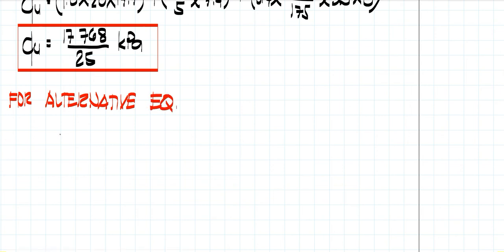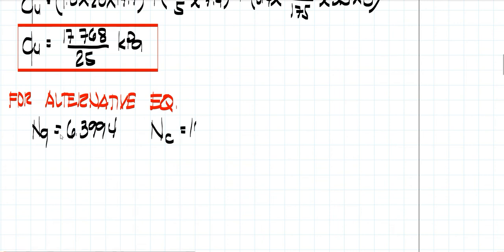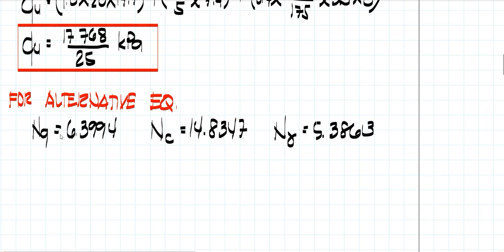So that will be, the NQ that we computed there is equivalent to 6.3994. The NC is equal to 14.8347. Then the N gamma is equivalent to 5.3863.